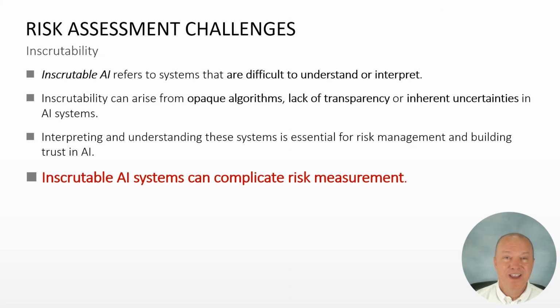Another challenge to AI risk assessment is known as inscrutability. Inscrutable AI refers to systems that are difficult to understand or interpret. Inscrutability can arise from opaque algorithms, lack of transparency, or inherent uncertainties in the AI system itself. Interpreting and understanding these systems is essential for risk management and building trust in AI. Inscrutable AI systems can complicate AI risk measurement.